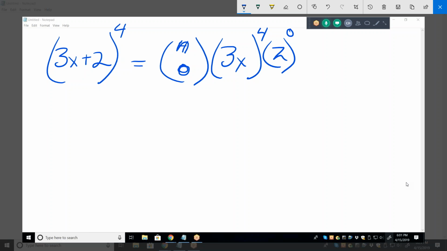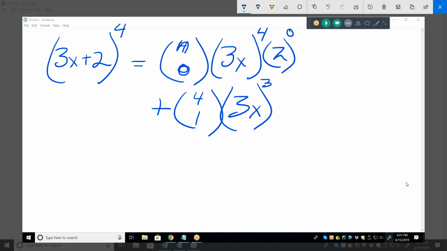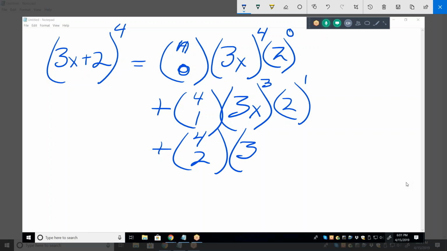But that's the first term. What's the second term? Is it 3 choose 1? Oh, it's 4 choose 1. Oh, okay. And this is what? That's raised to the third. Yeah, this counts down, the 2 counts up. With me? Yeah. What's the third term? 4 choose 2, and then 3x raised to the 2 times 2 squared. And the next term?